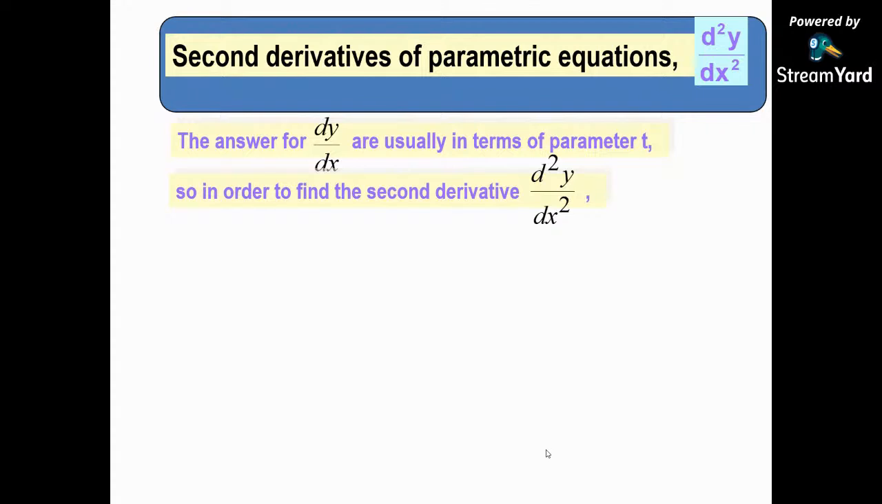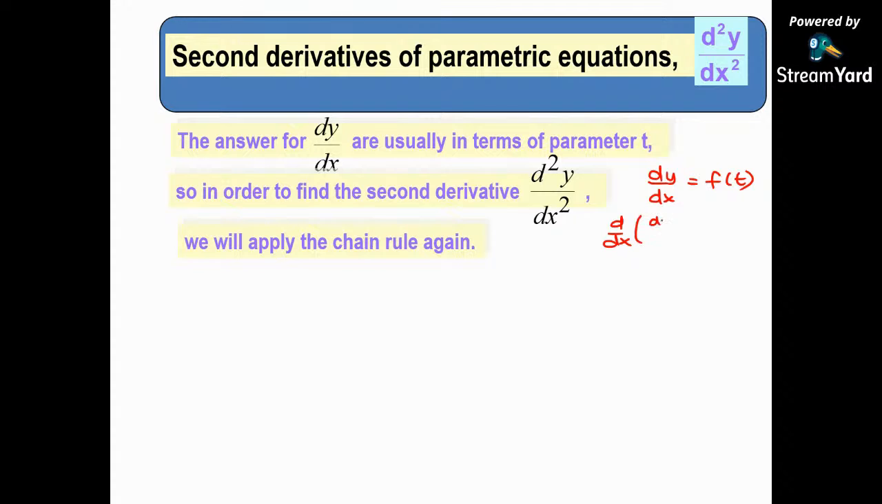Okay, so the answer for dy over dx are usually in terms of the parameter t. Therefore, in order to find the second derivative, which is d2y over dx squared, we will need to apply the chain rule again because our dy over dx are in terms of t. So it's like dy over dx equal to f(t). So you're gonna do d over dx of dy over dx. So this is like having d over dx of f of t. So to differentiate this, when you are having something with different variable, you need to apply the chain rule.